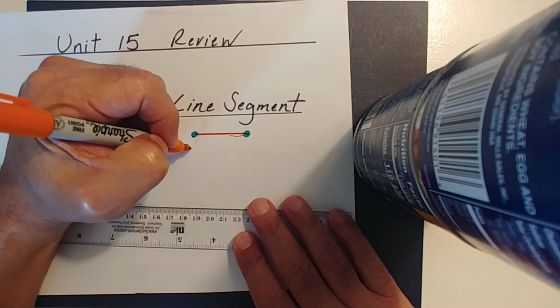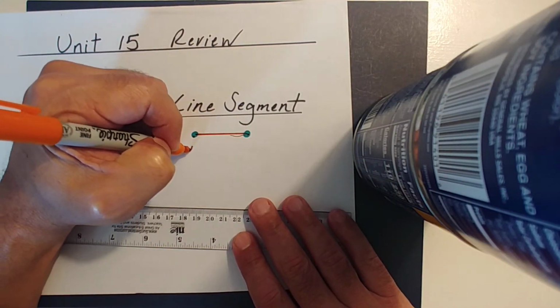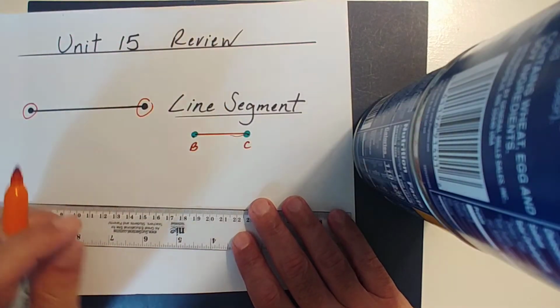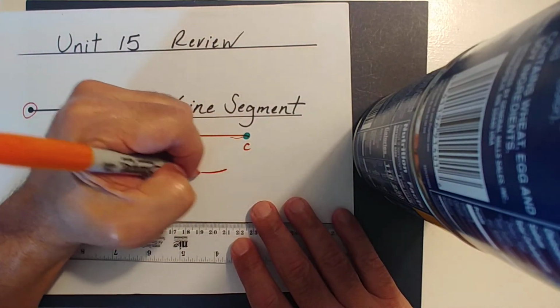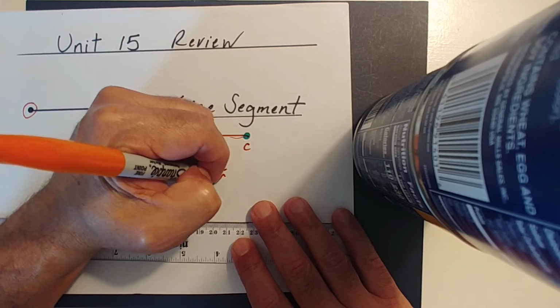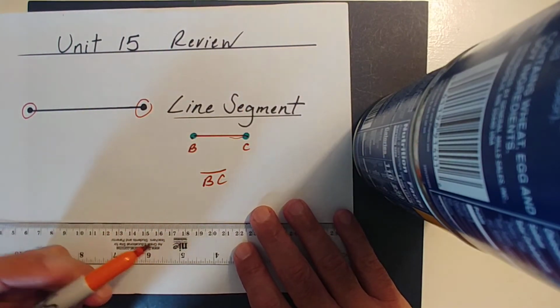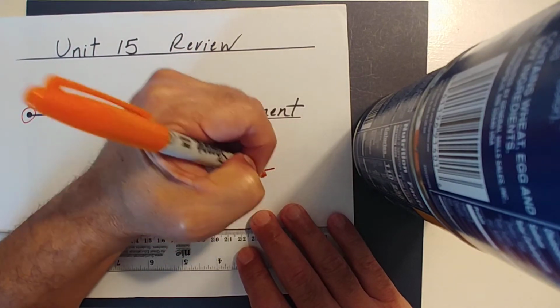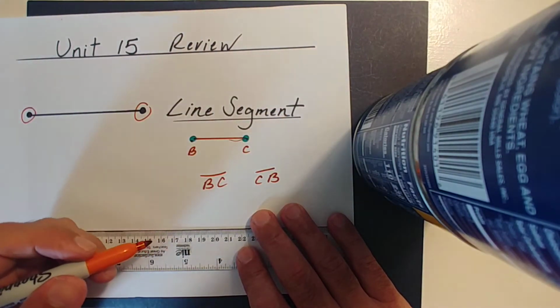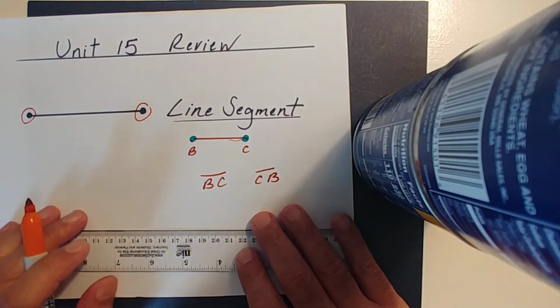So I can also label this as, let's say, B and C. So this could be line segment BC, or CB, depending on how you want to look at it. You can also label it as CB, going in the opposite direction from here to here.